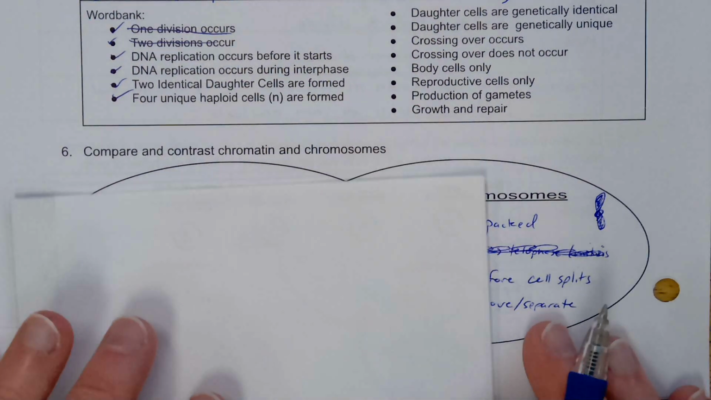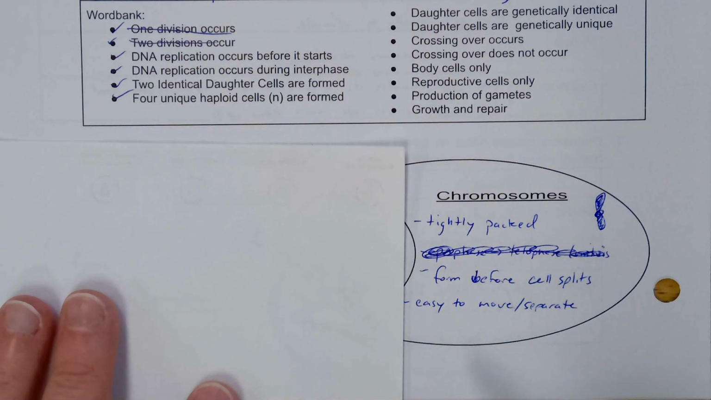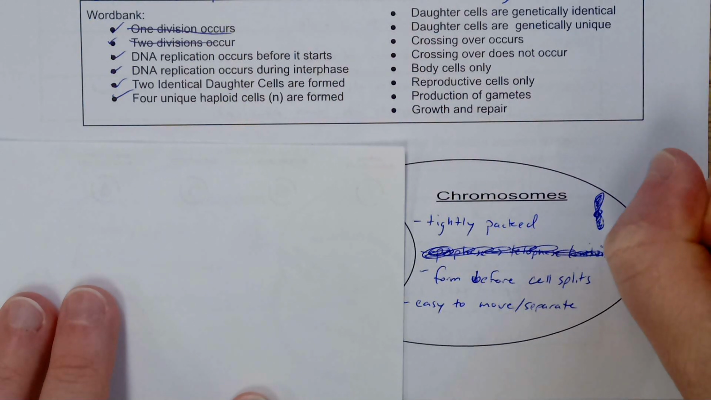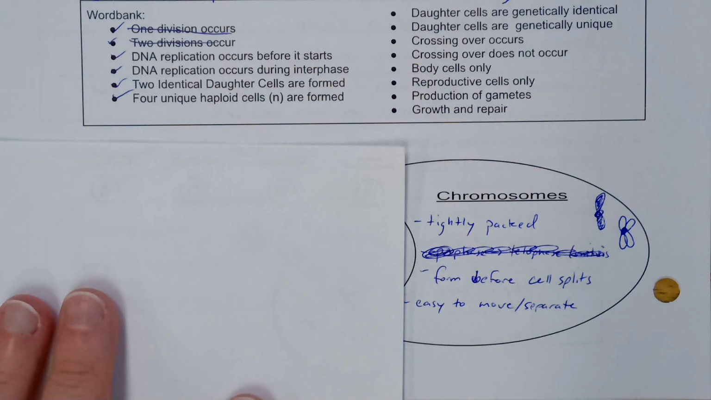And then for chromosomes, they're tightly packed. They form before the cell splits, so during prophase 1, and they're easy to move or separate. So basically, they can be divided. And here's my little doodle of one. That's a chromosome. During our mitosis pictures, we also saw them sometimes drawn like this. That's a chromosome as well.